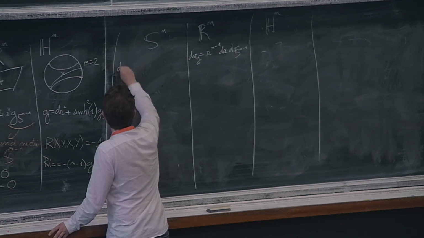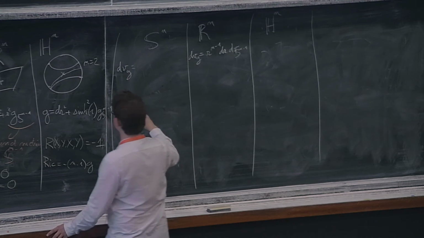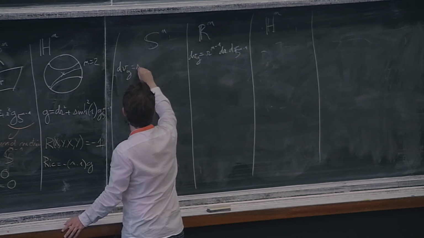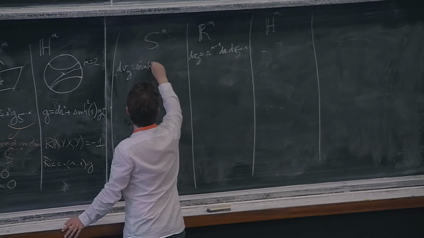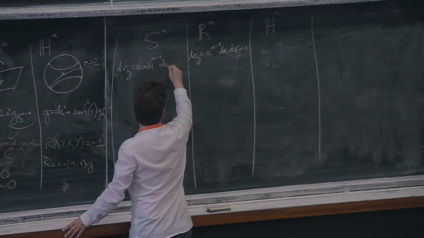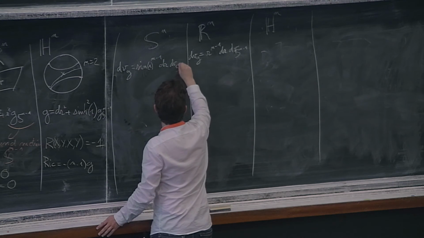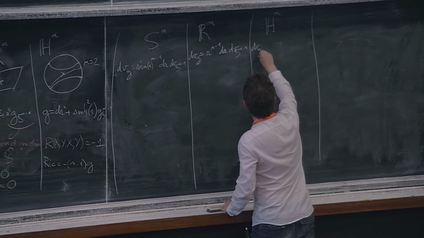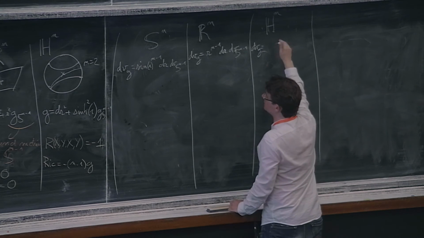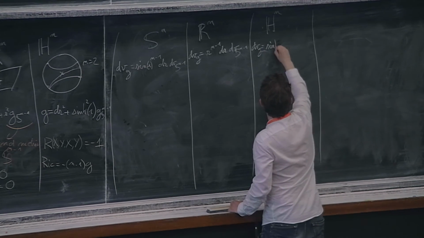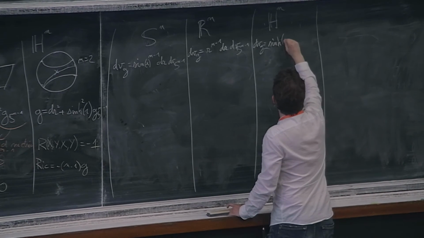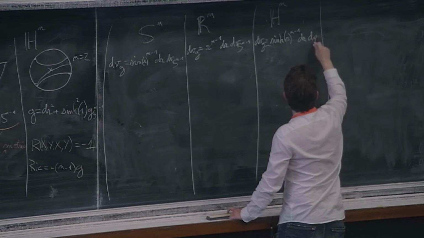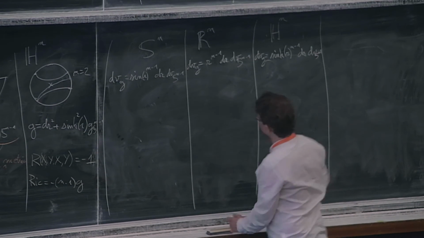Okay, on S^n, dVg will be sin(r)^(n-1) dr dV_{S^(n-1)}. And here, dVg will be the same with a hyperbolic sine. So sinh(r)^(n-1) dr dV_{S^(n-1)}. Okay.